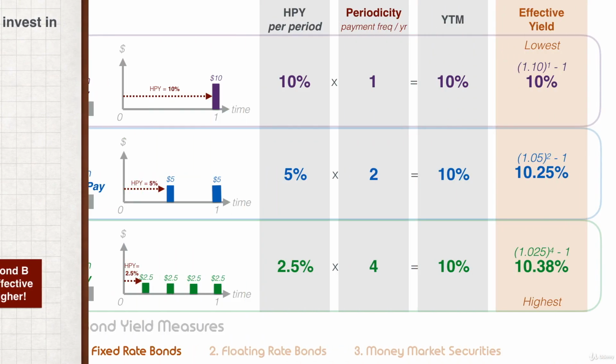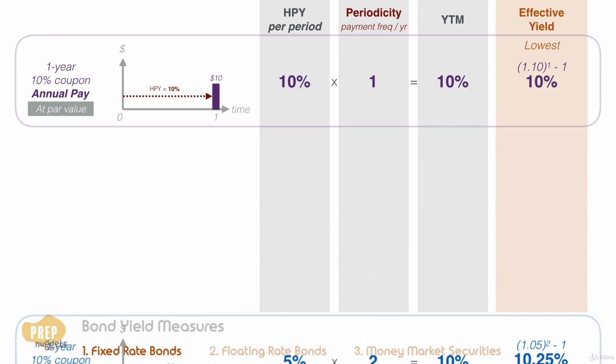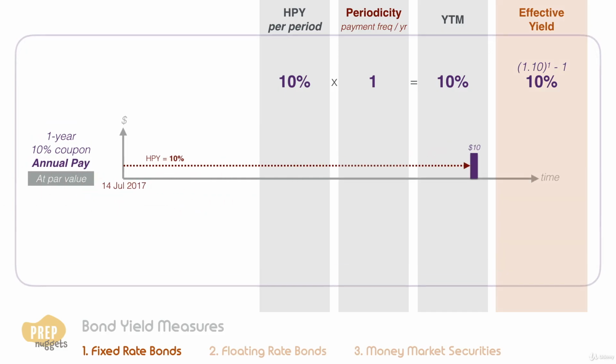To further complicate things, sometimes coupon payment dates may fall on weekends and holidays, so there may be a delay in actual payment until the next business day. For example, the 1-year 10% annual pay coupon may be issued on 14th of July 2017, so the coupon payout should be on the 14th of July 2018. However, this date falls on a Saturday, which means that the payment has to be delayed by 2 days.